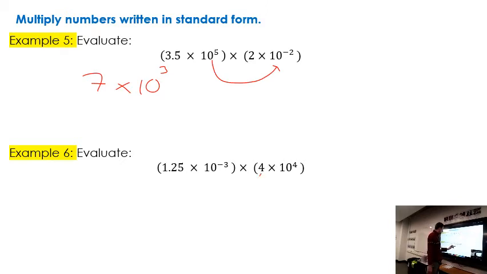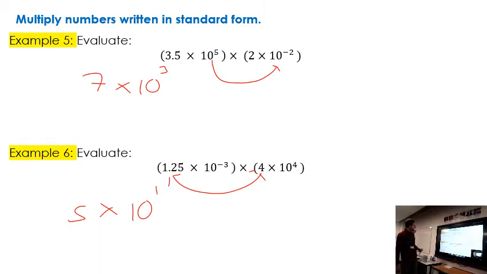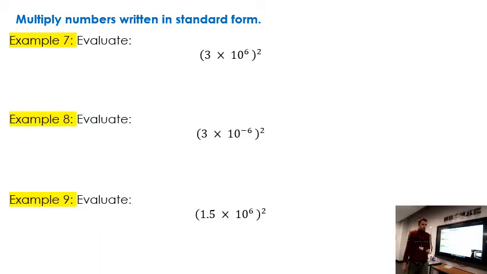Here, multiply 1.25 with 4, so that's going to be 5. And then we need to multiply the 10 raised to -3 with the 10 raised to 4, so the base is the same, add the powers, so this is going to be 10 raised to 1. Okay, check this is in standard form. It is. Okay, so pause the video and have a go at these questions.